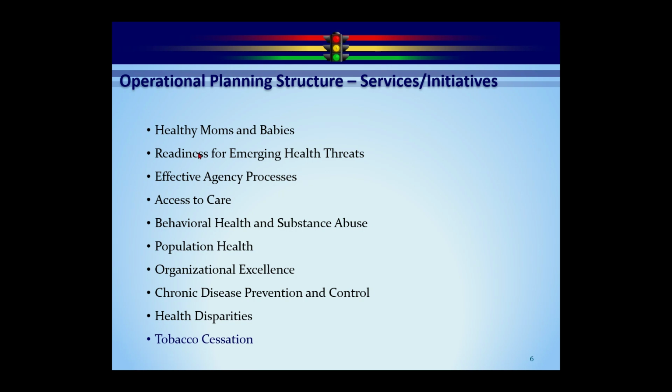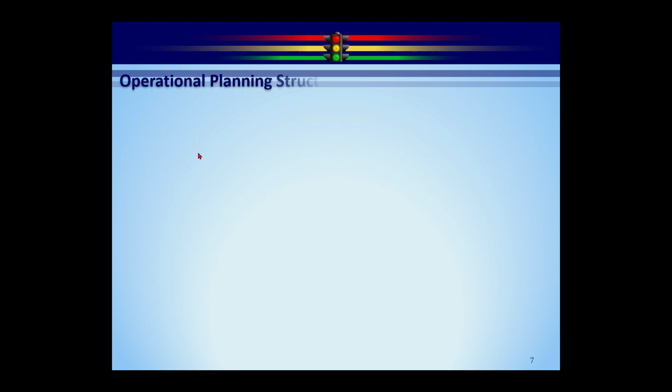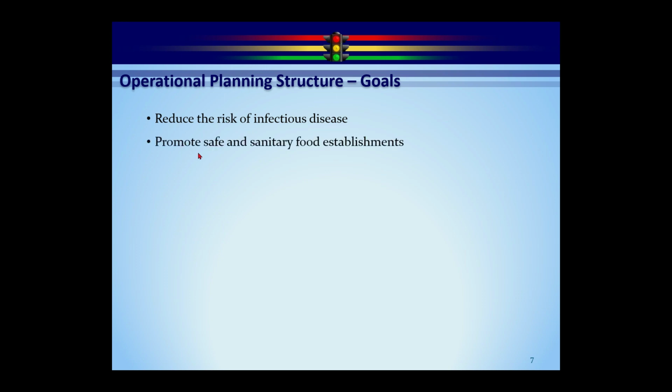Okay, now under services initiatives, we have what we call goals, which are a high level goal. Typically, they're very simple, an action verb followed by a few words. So I'll give you some real life examples here. Reduce the risk of infectious disease. Promote safe and sanitary food establishments. Support communities in building resiliency.